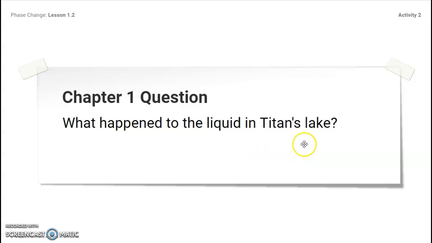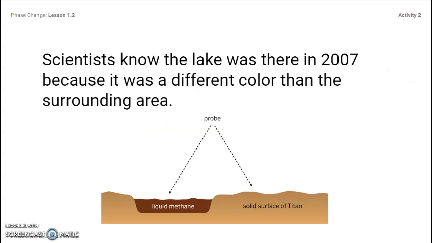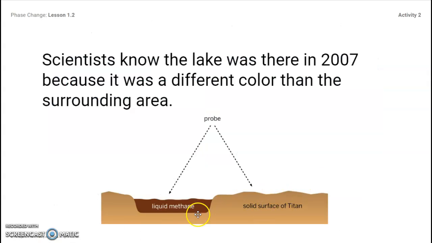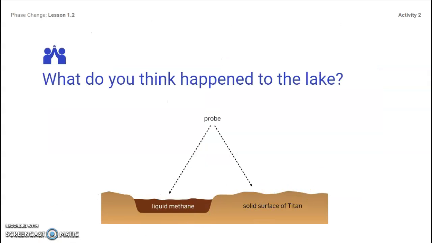So we're going to look at our specific chapter 1 question. That is: what happened to the liquid in Titan's lake? So this is our chapter 1 question, and we're going to investigate it a little bit further. So we know that scientists know that the lake was there in 2007 because it was a different color than the surrounding area in that picture that we just looked at from above. What do you think happened to the lake? Share that with your neighbor or your partners and see what you come up with. You can pause the video here.